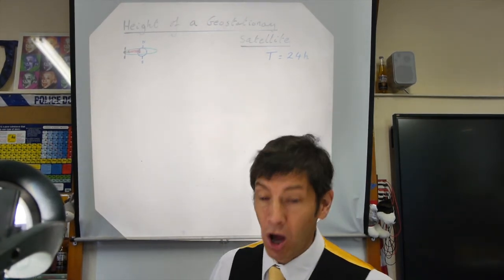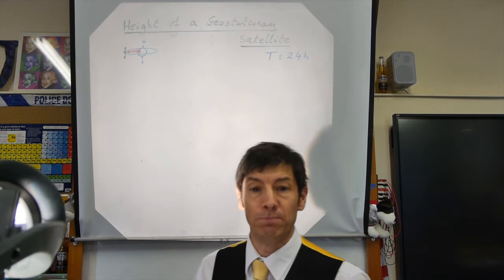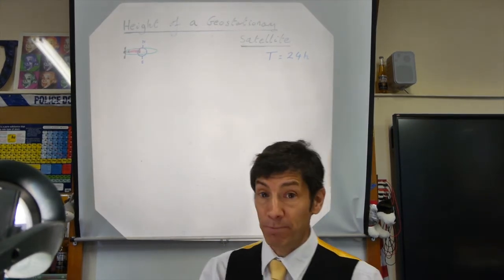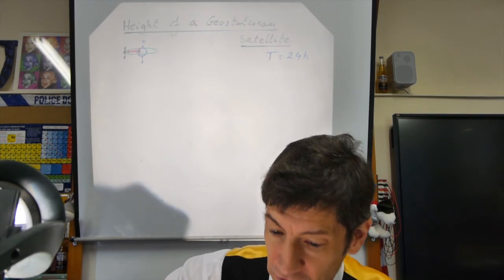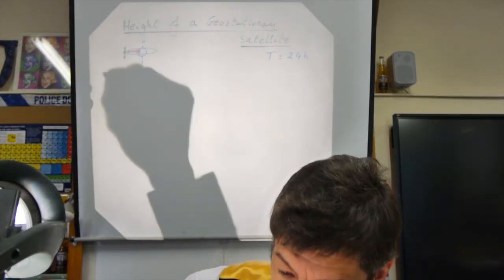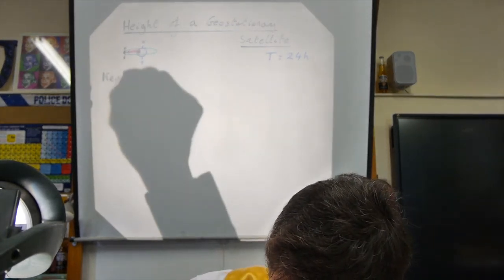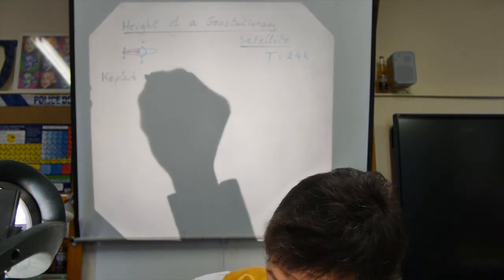So how high does this satellite have to be positioned above the Earth's surface to be geostationary? Well, firstly, let's remind ourselves of Kepler's third law.